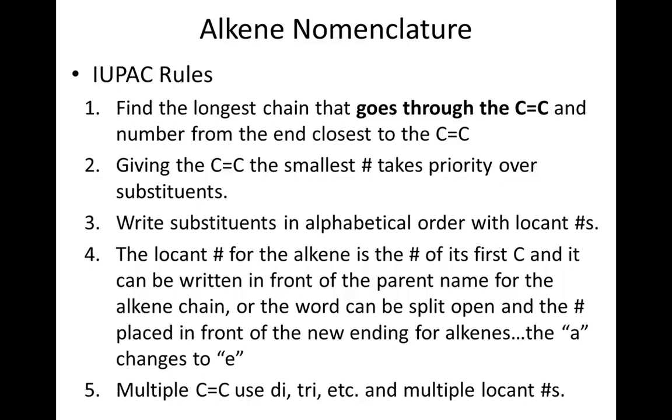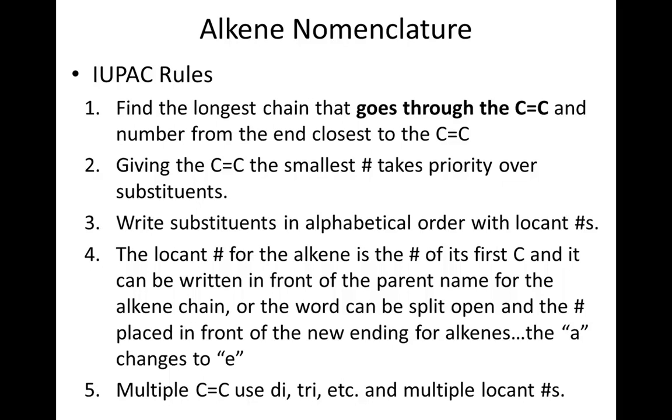And for the alkene, because we've already established that the nomenclature has to go through the double bond, then we only need to tell the reader the number for the first carbon of the double bond, because we all understand that the other end of it is going to be the next number. And we're going to put the alkane parent name in the alkene. The A is going to change to an E inside of the word, and to tell where in the chain it is, you can either put the number in front of the whole word, or you can split it open, and I'll show examples of both of those.